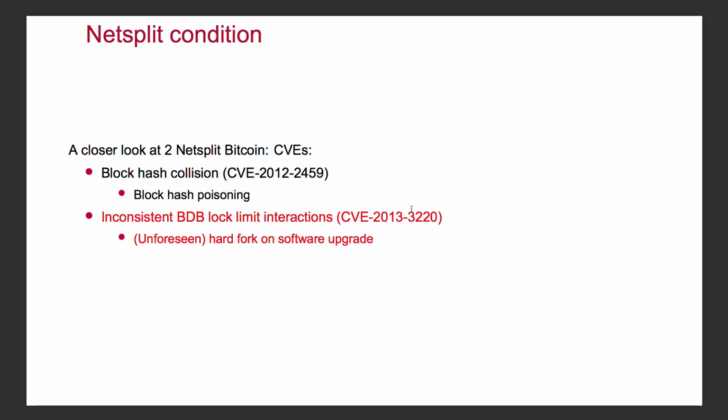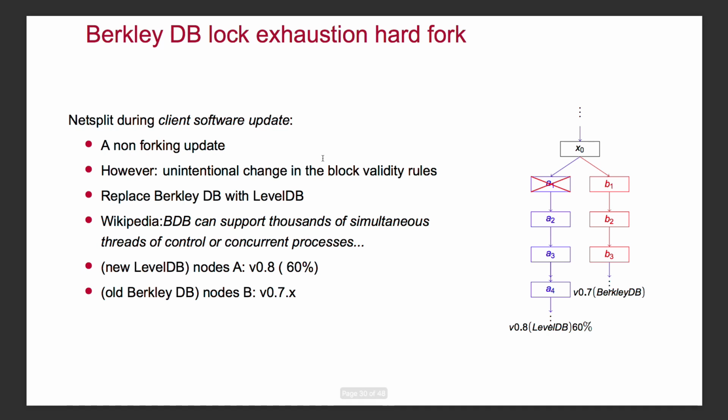Okay, so this was inconsistent Berkeley DB lock limit interactions. So this was a net split that happened during a software update. There was a Bitcoin client update that was supposed to take place, and this was supposed to be a non-forking update. The consensus rules of what's a valid transaction and a valid block did not change, and should not have been changed.